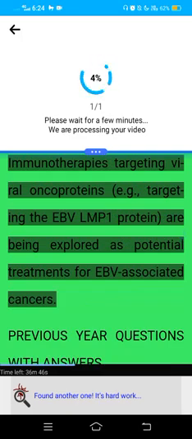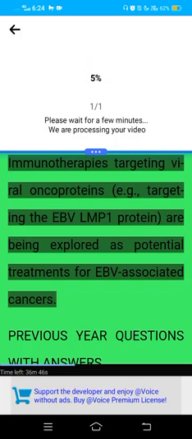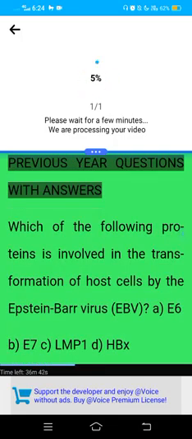Immunotherapies targeting viral oncoproteins, e.g., targeting the EBV-LMP1 protein, are being explored as potential treatments for EBV-associated cancers. Previous year questions with answers.